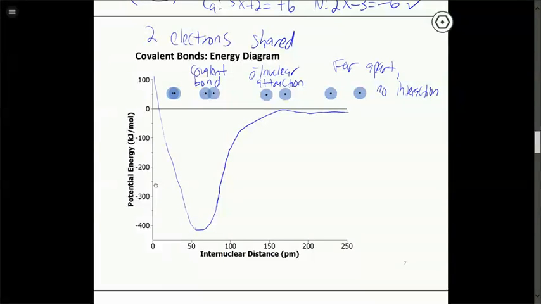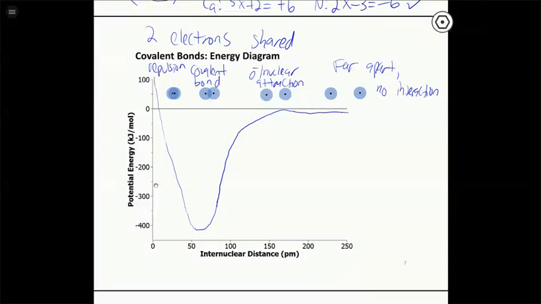So basically this x-axis here is how far apart they are. We're starting on the right very far apart. We bring them close together. At some distance they're going to have the maximum attractive interaction, and then as you get them too close to each other, the electrons and the nuclei start repelling each other because they're in too confined a space. So eventually repulsion wins out and the energy goes back up.